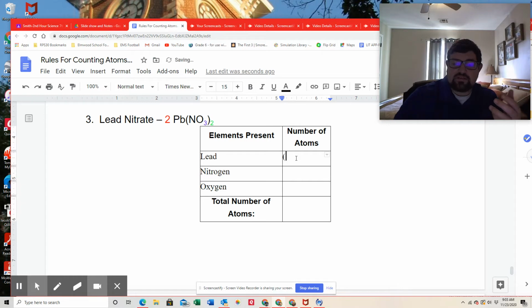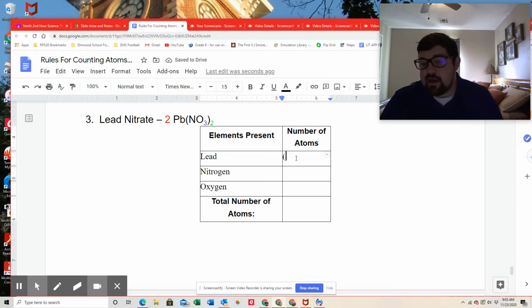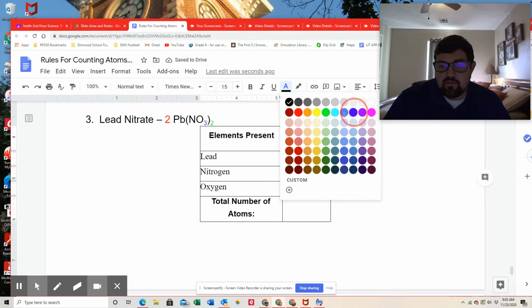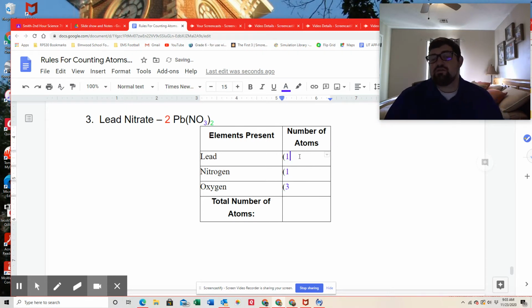lead. And I'm actually going to put parentheses here because I want to show you how we're thinking mathematically. So I have one lead to start with. And then nitrogen, I have one nitrogen to start with. Right? When I look underneath it, there's no subscript. And then when I look at the subscript for oxygen, I have 3 oxygen. And so I'm going to actually highlight this in blue. And I know these are not in blue because there's not a subscript, but I'm going to make them blue because that's what we're doing, we're looking at just the subscript right next to the element, right?